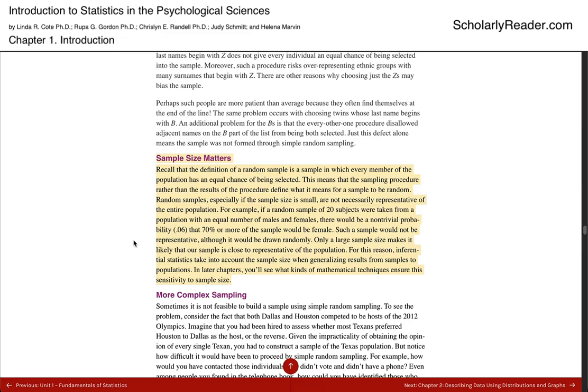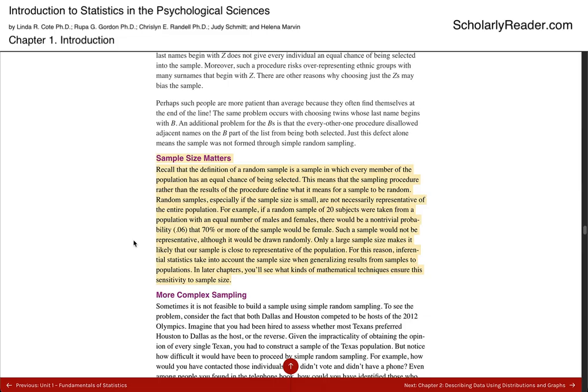Random samples, especially if the sample size is small, are not necessarily representative of the entire population. For example, if a random sample of 20 subjects were taken from a population with an equal number of males and females, there would be a non-trivial probability, 0.06, that 70% or more of the sample would be female. Such a sample would not be representative, although it would be drawn randomly.